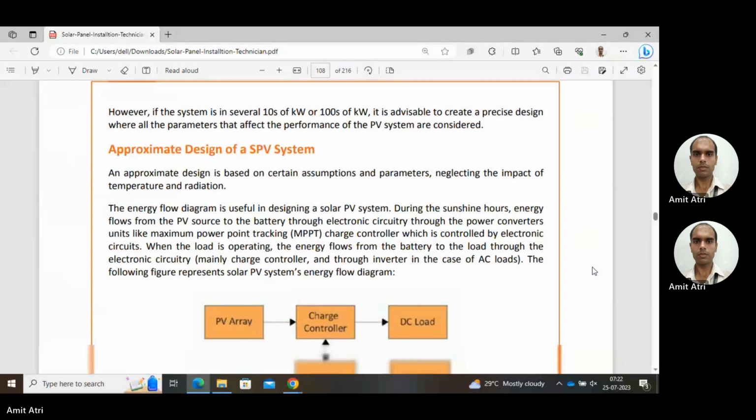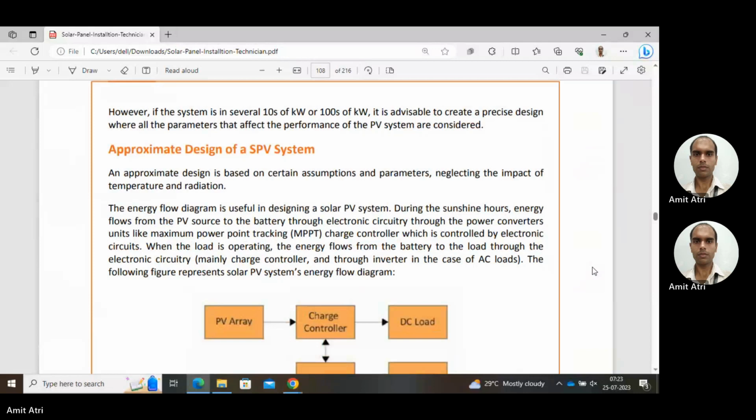But in the case of a 100 kilowatt plant, okay, a 1-2 kilowatt small size load is okay for approximate design. But if there is a 100 kilowatt load, or a 100 kilowatt system we have to design with a capacity of 100 kilowatt or more, 200, 300, then precise design will be preferred. So in that case, we have to consider all of the parameters. Average sunshine hours we have to find for that location.